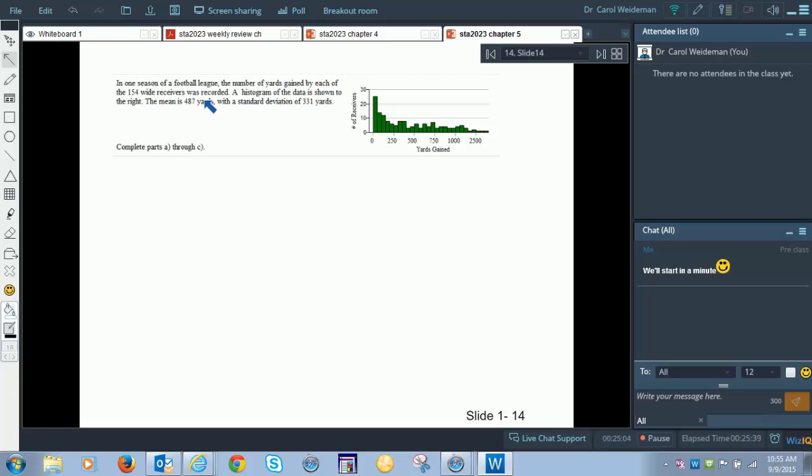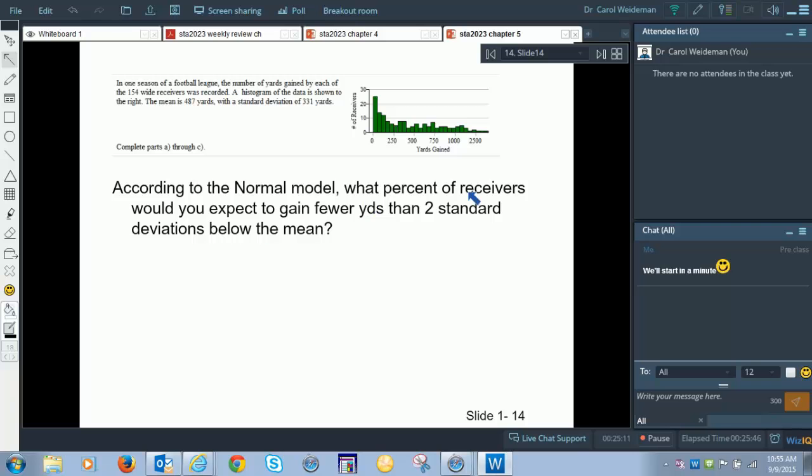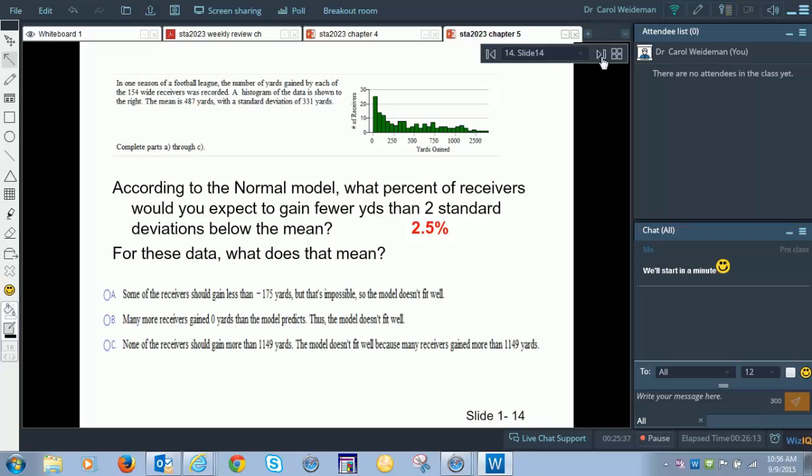Okay, let's take a look at this problem. They're looking at a football league, and the number of yards gained by each of 154 wide receivers was recorded. Here's a histogram of the data. They give us the mean and the standard deviation. According to the normal model, what percent of receivers would you expect to gain fewer than 2 standard deviations below the mean? If you remember, 95% are within 2 standard deviations, which leaves 5% for the 2 tails, evenly divided, so about 2.5% would be below 2 standard deviations under the mean.